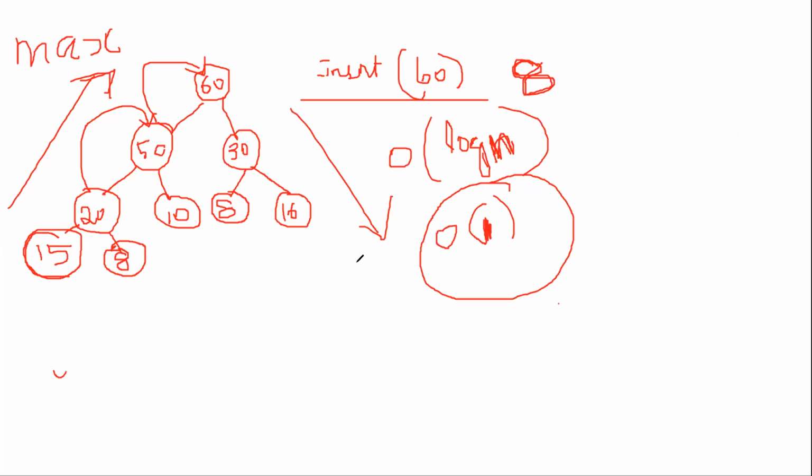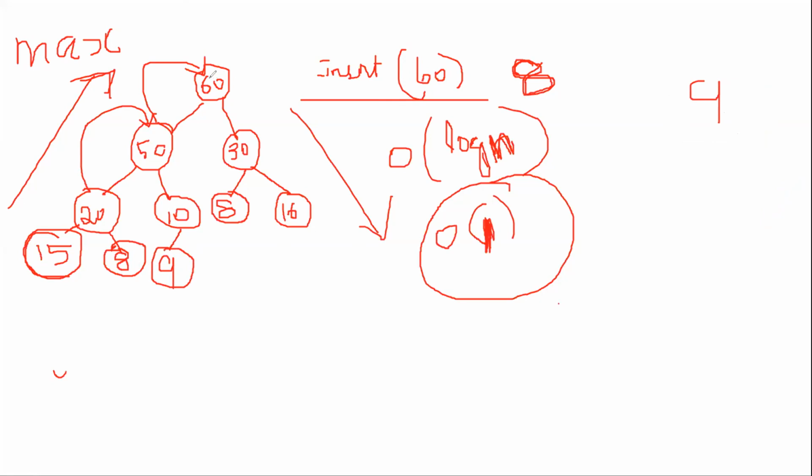For example, I'm inserting now 9. Where will I insert? I insert here only, right? After inserting, I check with the parent element. No swapping is required, so it takes only order of 1. This is the case of max heap. The same way you do it for min heap also.